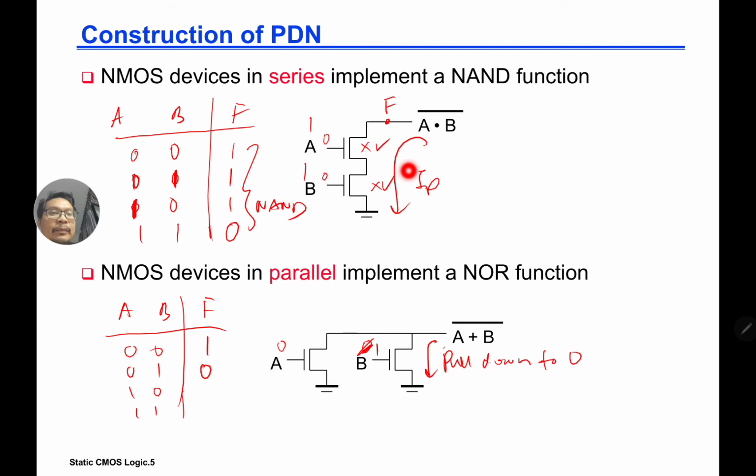Similarly here, if you analyze the same, it's going to pull down through A, and if you put both 1, it's going to pull down, and here is actually your NOR function, the NOT of A plus B. So NOR and NAND.